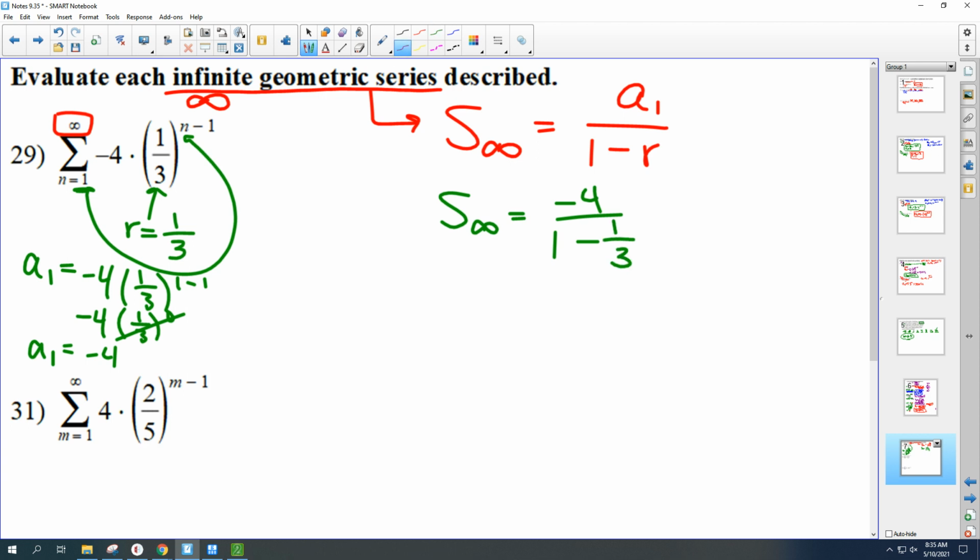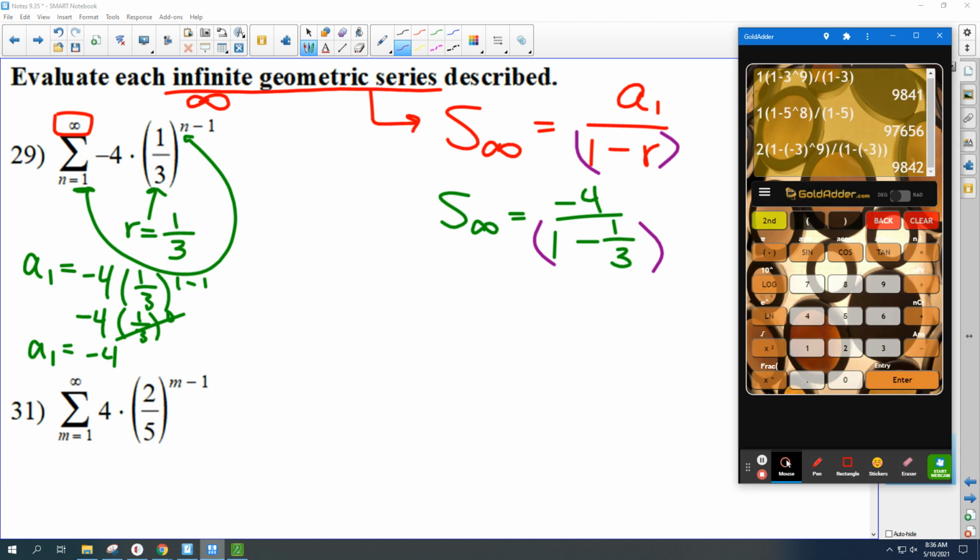Now again, you should probably put parentheses around this if you're just going to type it in on a calculator. If you don't put parentheses around that and you type it in, you're probably not going to get the right answer. So be very careful there. So we have -4 divided by quantity 1 minus, I'm going to go ahead and put this in parentheses as well, but it doesn't really matter for this one. And close that bottom. 1 minus 1/3. -6.